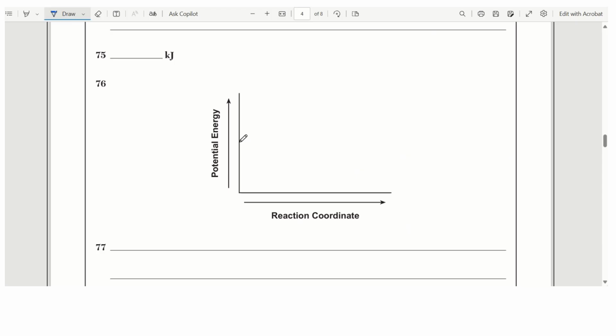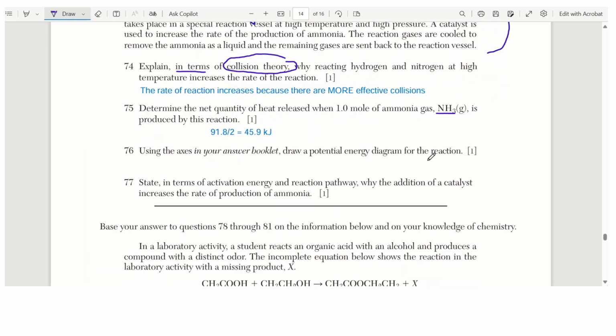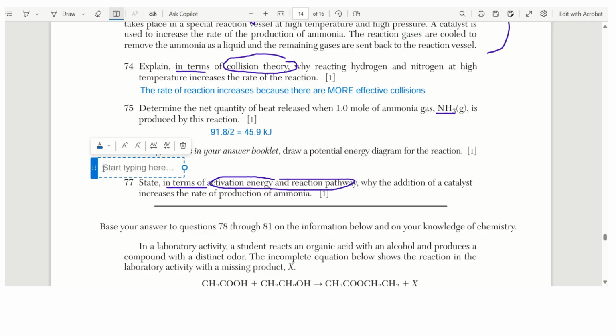Okay. All I need to do is draw a potential energy diagram that starts with the reactants, goes up until I reach the activated complex, and then I need it to be exothermic. So I need it to come down like that. And that's it. It was that simple. And 77, state again in terms of activation energy and reaction pathway. 2 things I got to say in my answer. Why the addition of a catalyst increases the rate of the production of ammonia.